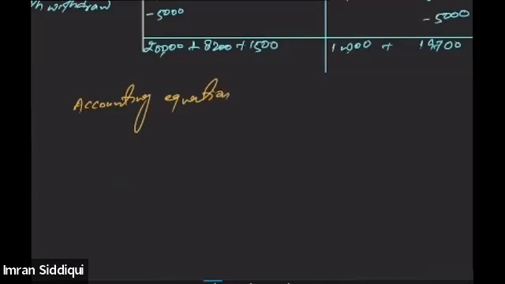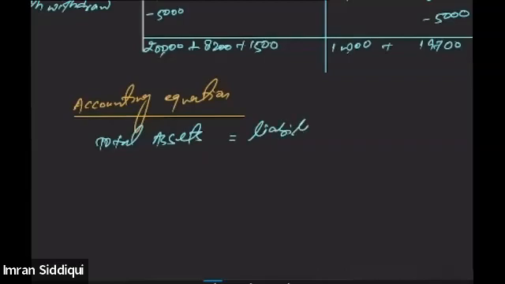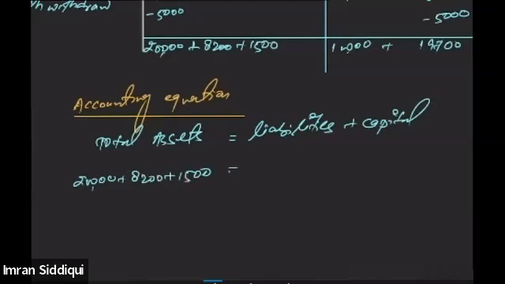As per the accounting equation, total assets should be equal to liabilities plus capital. So adding 20,000 plus 8,200 plus 1,500 equals 10,000 plus 19,700. We should be getting 29,700 on the asset side as well. Yes, we are getting 29,700.